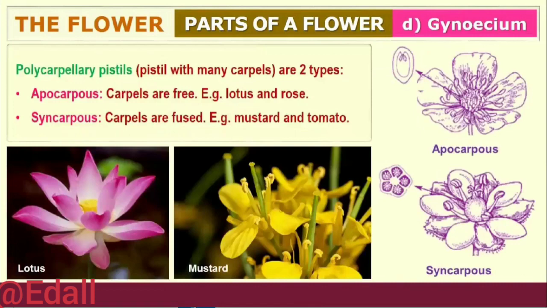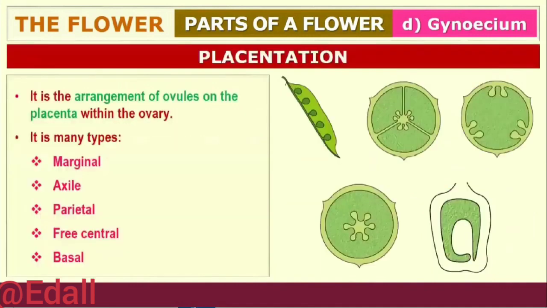Each ovary bears 1 or more ovules attached to a flattened, cushion-like placenta. When more than 1 carpel is present, they may be free, as in lotus and rose, and are called apocarpous. They are termed syncarpous when carpels are fused, as in mustard and tomato. After fertilization, the ovules develop into seeds and the ovary matures into a fruit.